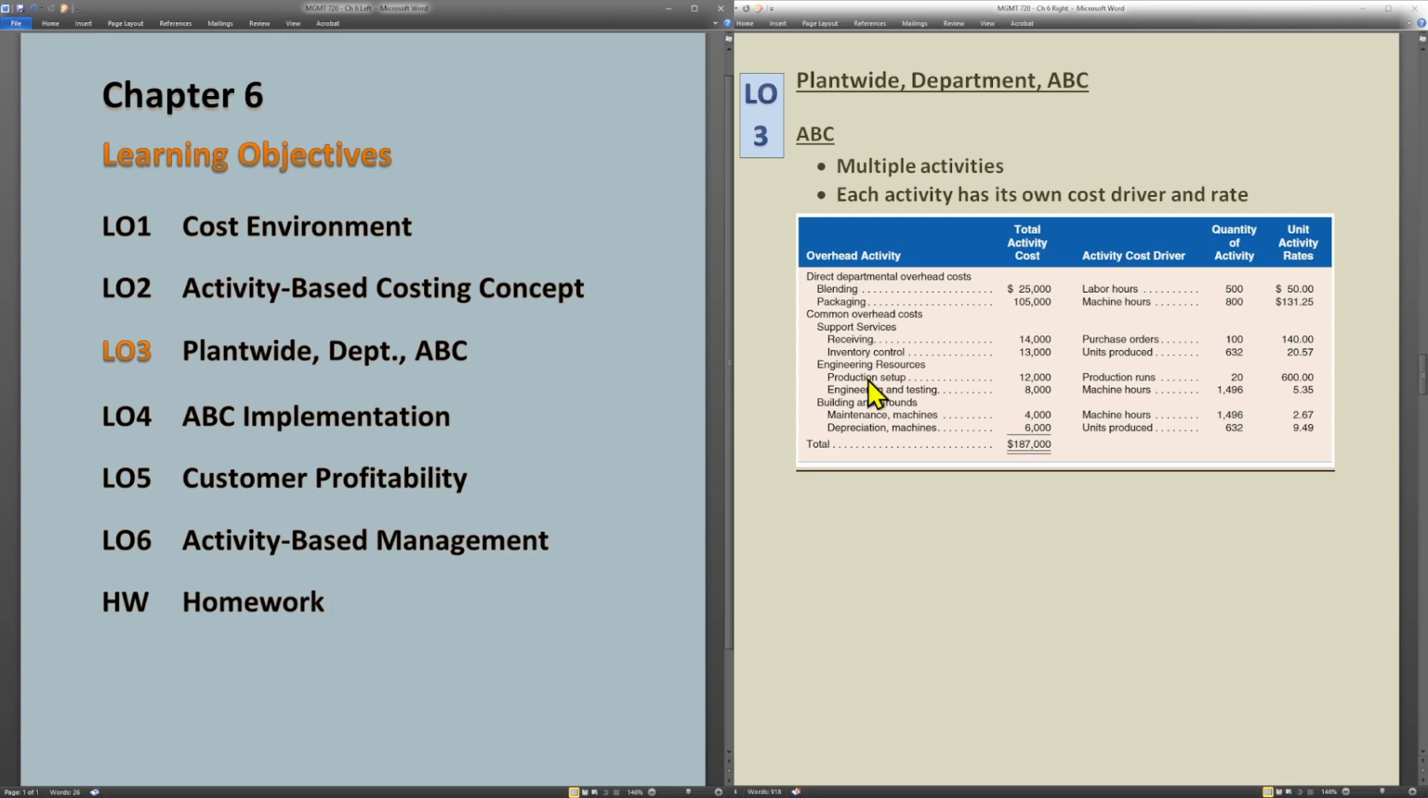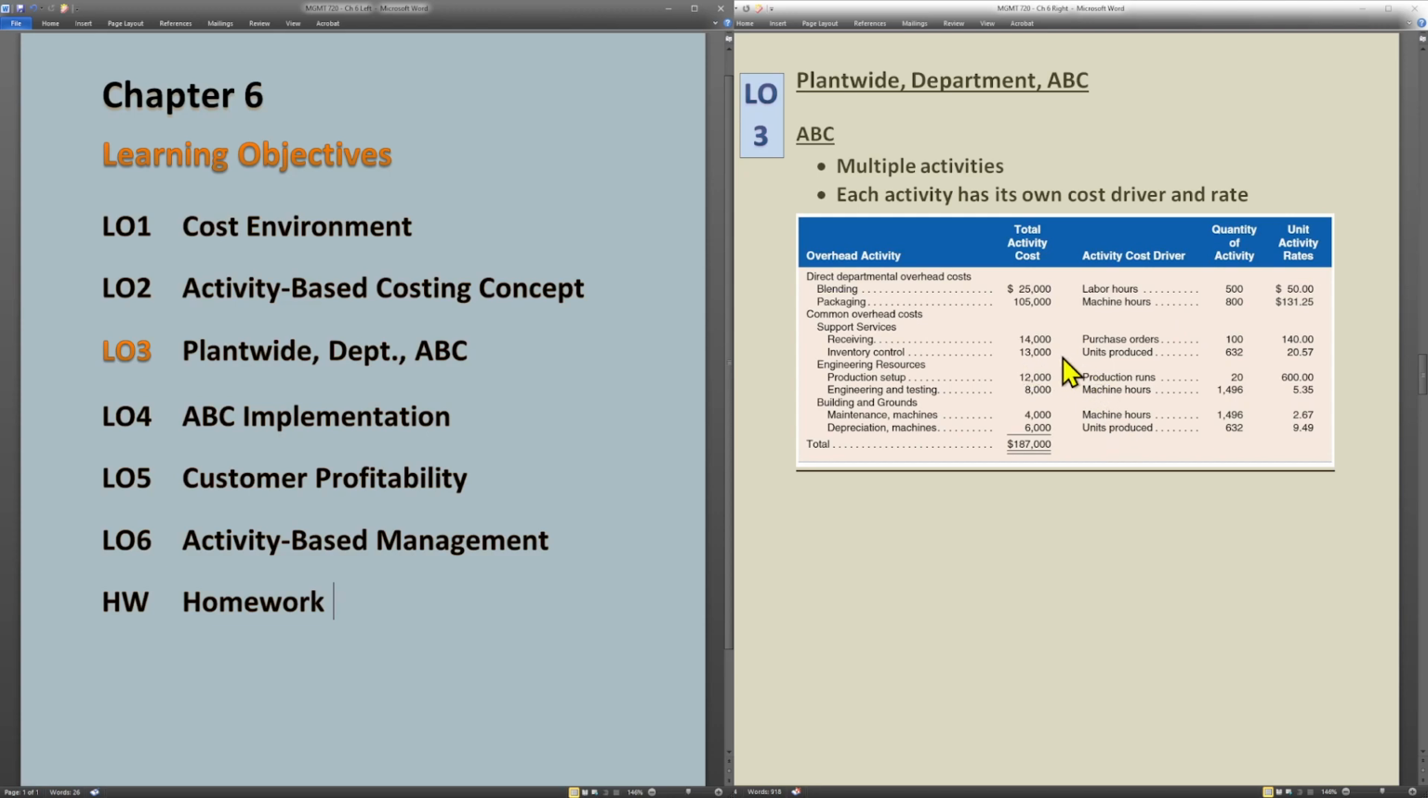So you can see here are the activities on this side, and they each have a certain amount of dollars. If we went back and looked, the total amount of overhead is still 187. We've just divided it up amongst a bunch of different activities: blending, packaging, receiving, inventory control, all these different things, but their cost drivers are based upon different things. Blending is based on labor hours, packaging is based on machine hours. We know the total quantity, and we can figure out blending is $50 per labor hour. Packaging is $131.25 per machine hour, and so on and so forth.